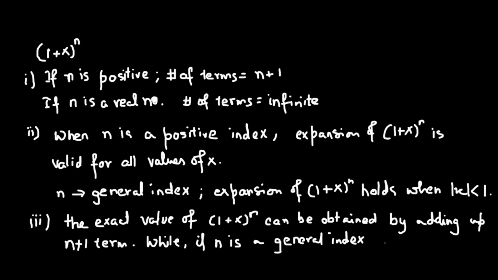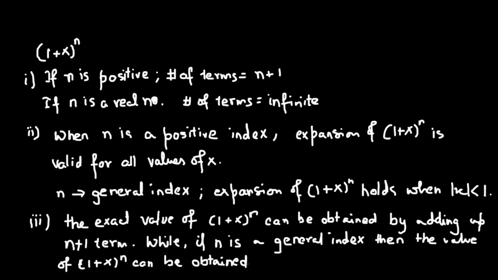So if n is a general index, then the value of 1 plus x raised to the power of n can be obtained approximately by adding a finite number of terms.